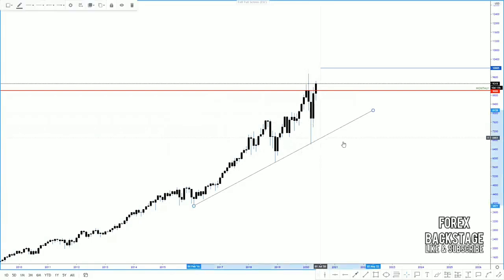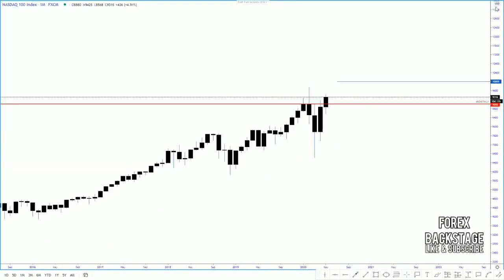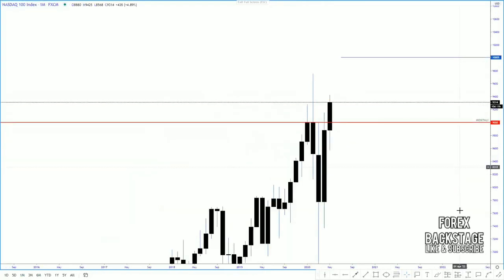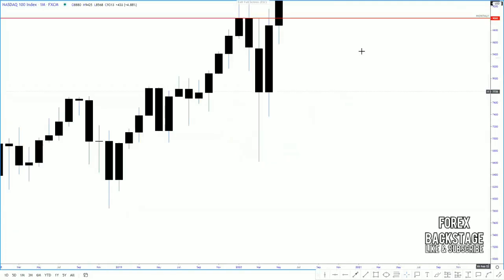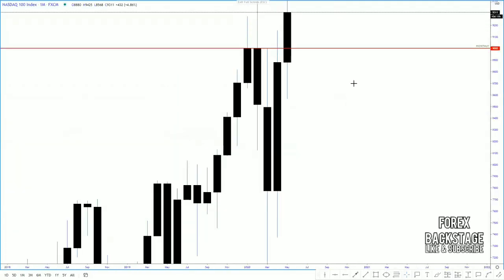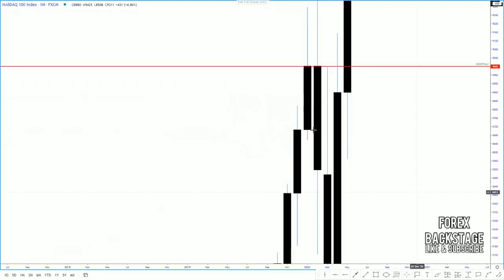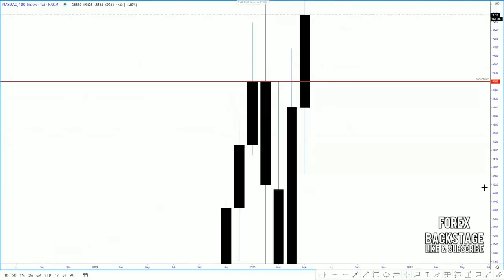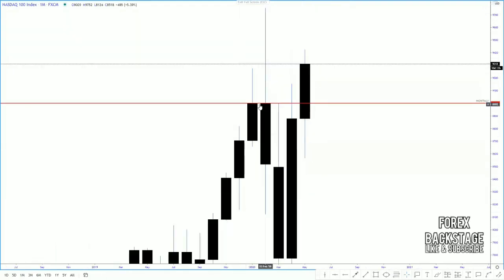So if you then look at what is happening over here, I've got this red line that I drew. The reason why I drew that line over there is so I can monitor how Nas100 is behaving around this level. So that's the 9,000 level, 9,000 mark on the monthly. This is the month of Jan, Feb's open and close. You can see I literally put it there.